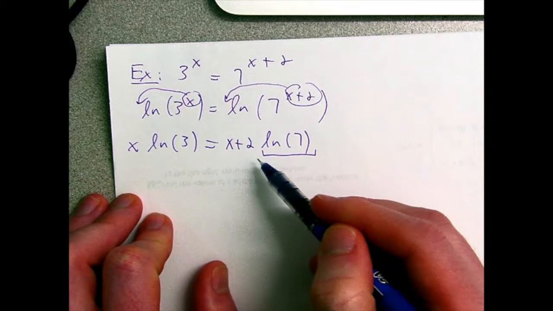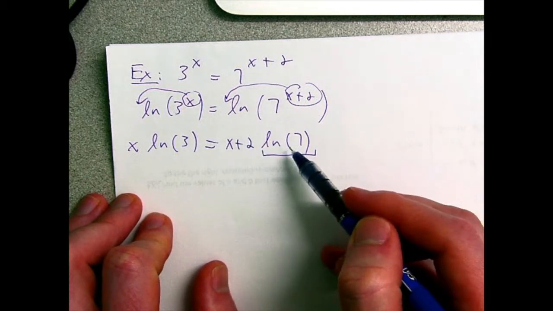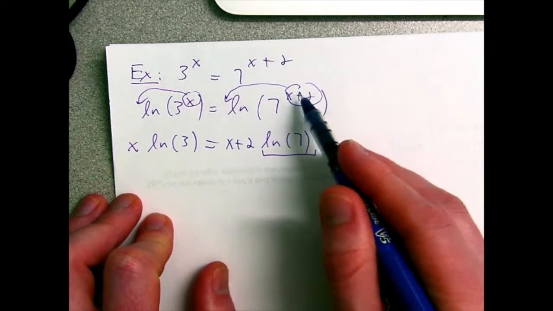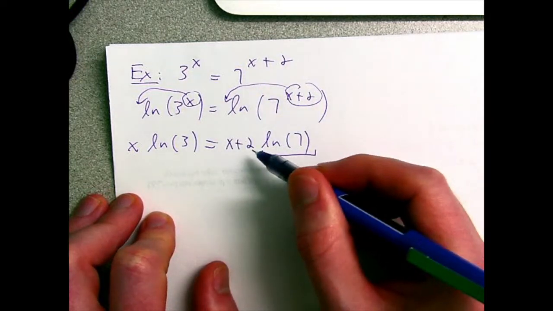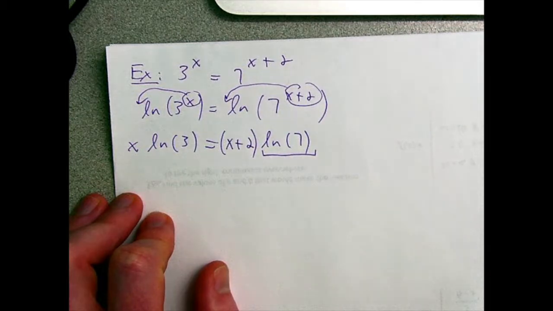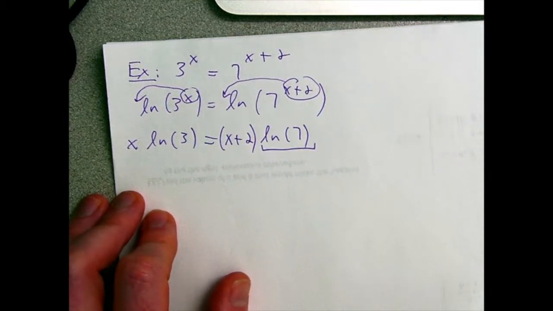As it's currently written, only the 2 is multiplying natural log of 7. Only the second term of that expression. You want this entire exponent to be multiplying natural log of 7 when it comes down. And in order to make that happen, you have to use parentheses. Okay, that is correct. Don't make that mistake. It's very common to make that mistake.